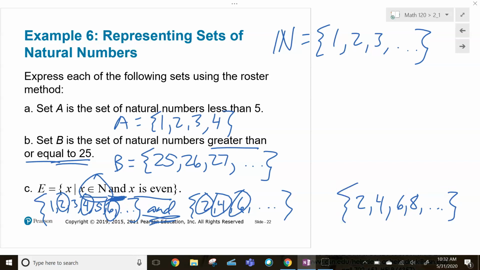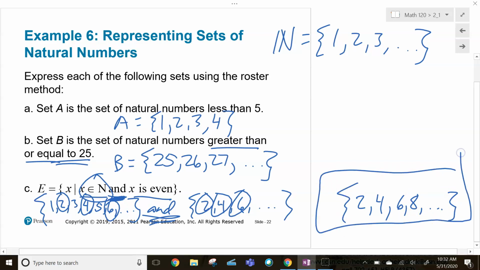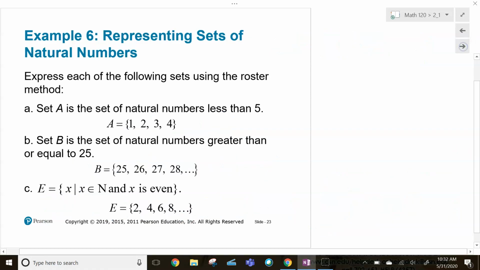2, 4, 6. There we go. And means it's got to be in both, right? That's intersection. It's got to be in both. Or means one or the other. Union.